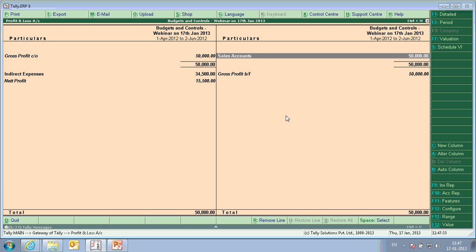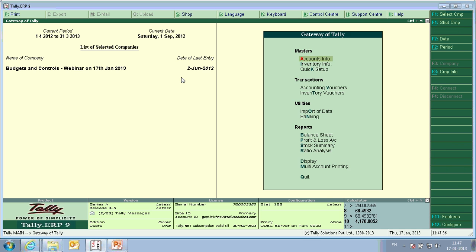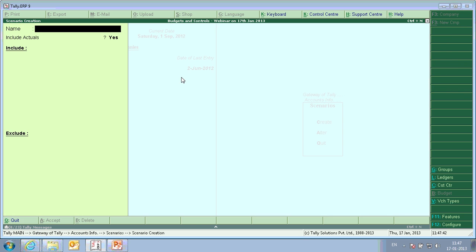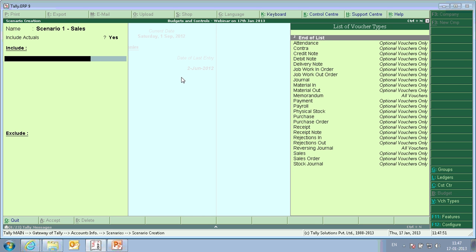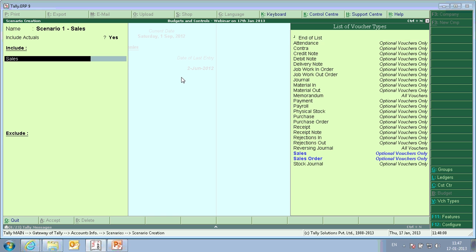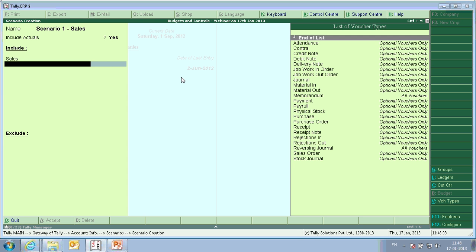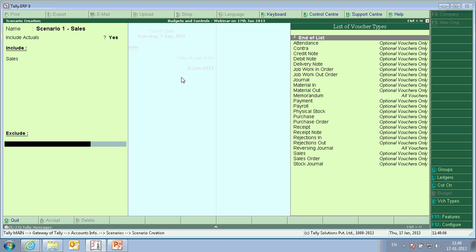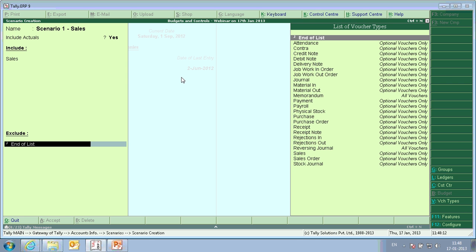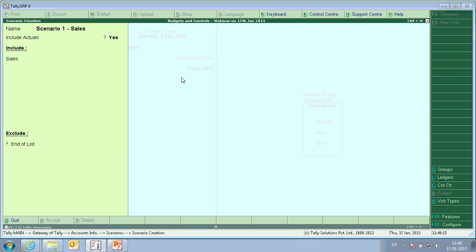So for this, we will create a scenario. Let us say I'll go to accounts info, scenarios, create, scenario 1, I'll say sales. Here I can include actuals and say which vouchers I want to include in this. So I'll say I want to include sales optional vouchers only. I can include any number of vouchers. I can exclude also, right? So let us say I will save it. I'm including sales vouchers here because I want to increase my sales and see the scenario.